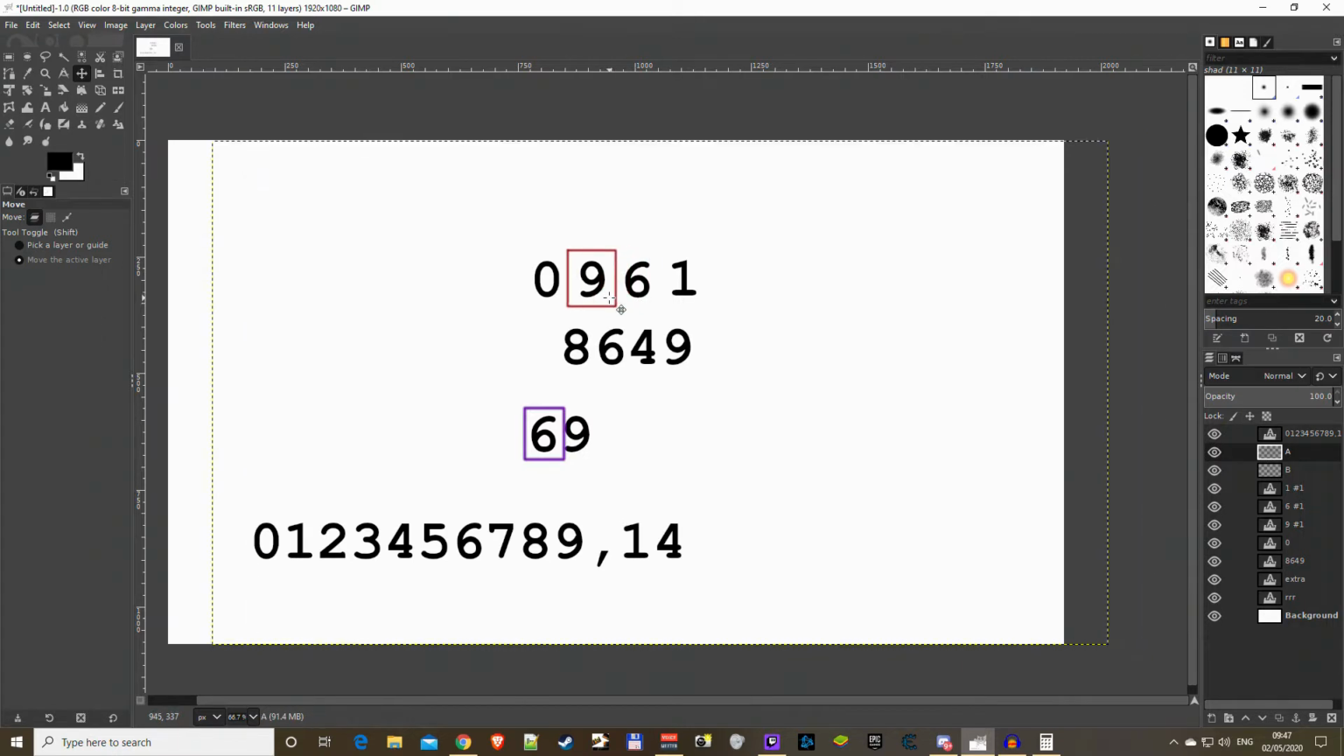Oh yeah, I forgot to move the head. Sorry. So we're back to this one. Where did I place that layer here?